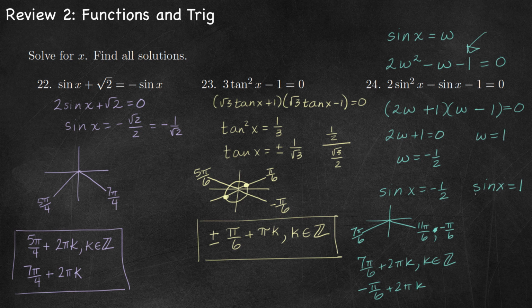And then we still need to come back over here and solve this. Where does sine x equal 1? Sine x is 1 at pi over 2. So I also have pi over 2 plus 2 pi k.